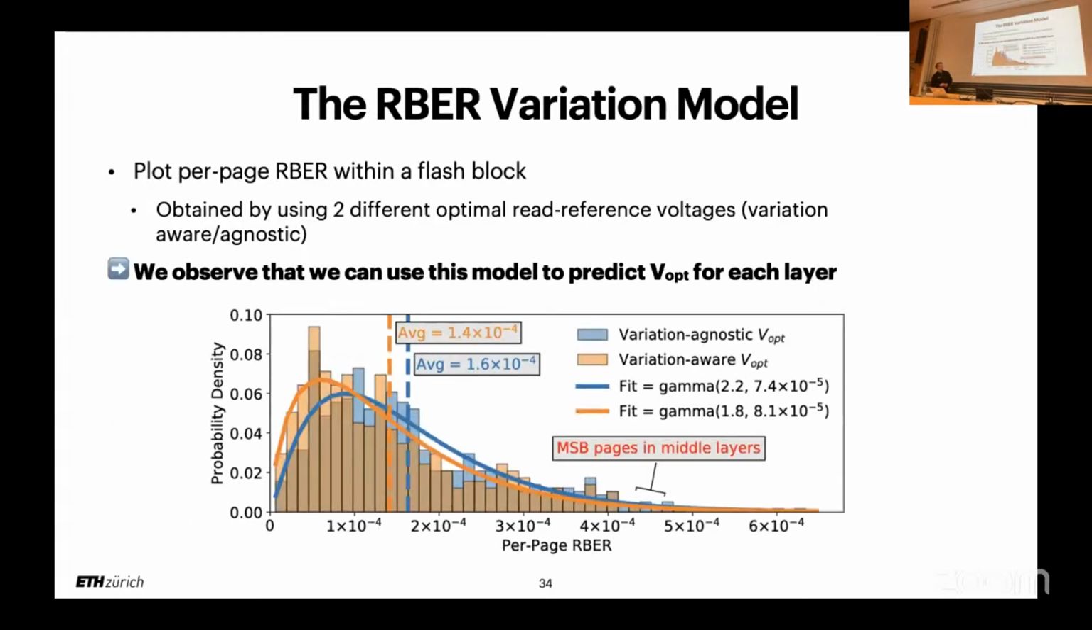So the raw bit error rate variation model. This chart might seem a little bit confusing at first, but let me break it down. Basically, the variation agnostic VOPT is an optimal reference voltage, which is found using previous methods for planar NAND, where there's also some process variation between different flash blocks. And this is basically the best read reference voltage that we can get that induces the fewest errors from flash block to flash block.